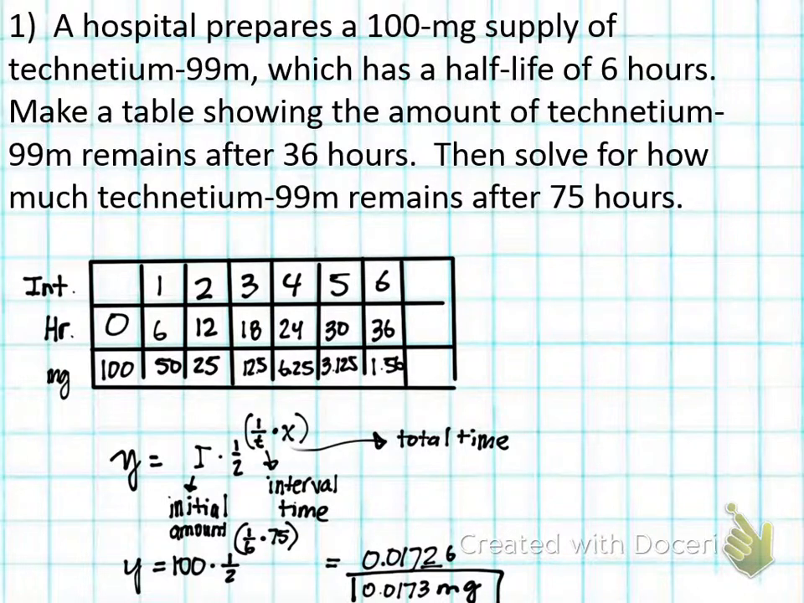So in comparison to yesterday, we were talking about growth, how money grows. What is half-life? What model is half-life? Exponential growth or exponential decay, right? So we're talking about exponential decay.